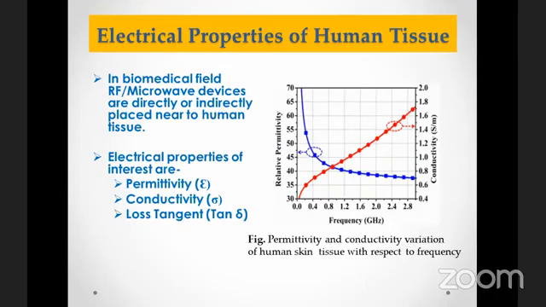Now, a very significant question comes into our mind. What is actually sensed using this RF and microwave in our body? And its answer lies in electrical properties of human tissue. The human tissue has certain electrical properties in terms of permittivity, conductivity, loss tangent, and it varies with frequency.